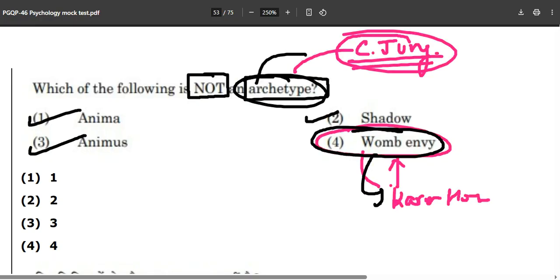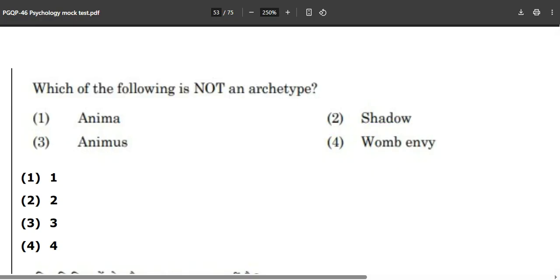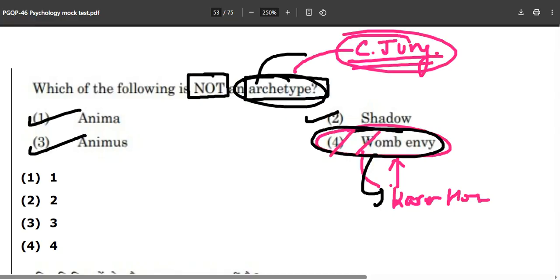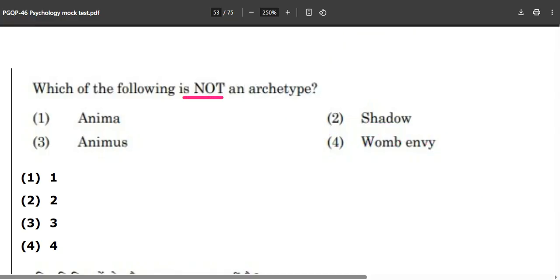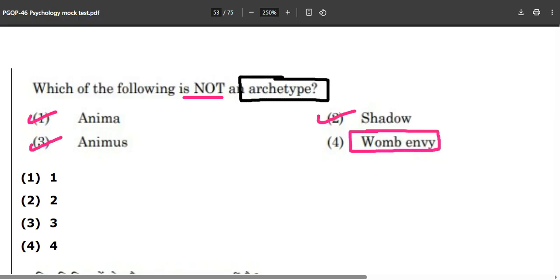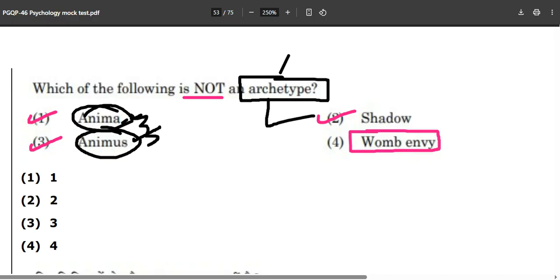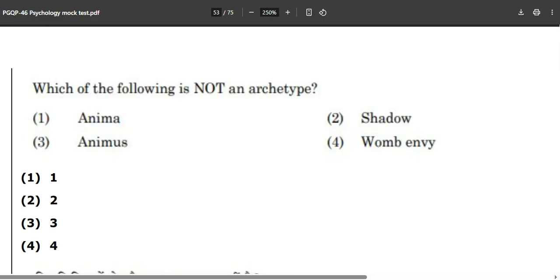That much you will know if you are preparing for these entrances, and obviously you will be easily able to eliminate womb envy. So the correct answer: which of the following is not an archetype? Womb envy is not an archetype. Shadow, animus, and anima are the archetypes. So please comment down below what an archetype is. I don't know, that is why I am not able to explain it. And shadow, anima, animus, I know it is I guess masculine, feminine, something to do with that. Make sure that you define archetype below.